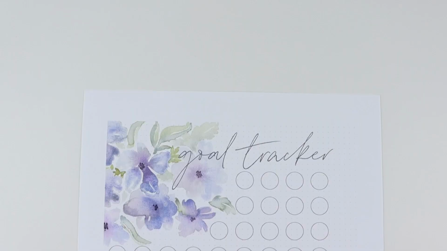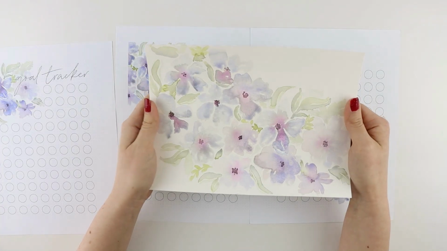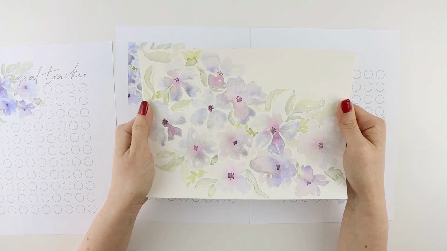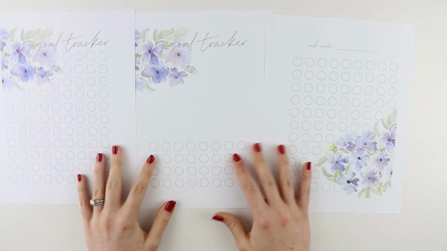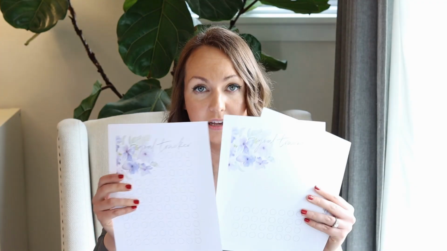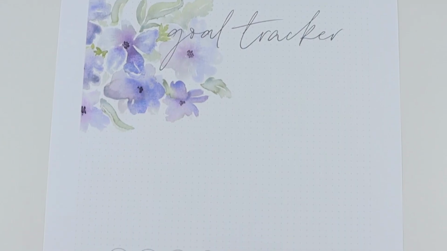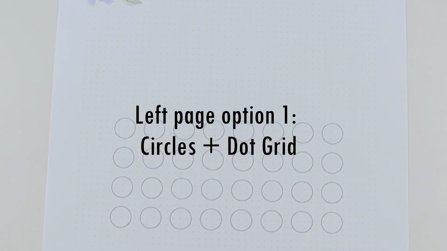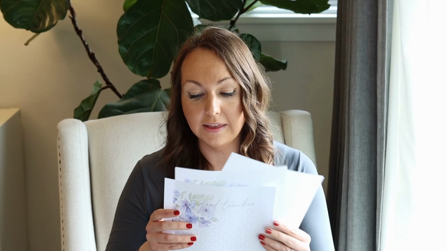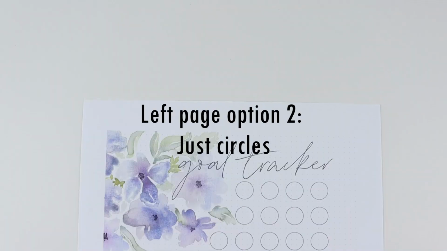Today I am giving away these free printables. These can be used as a goal tracker or just a general tracker. I made this from one of my watercolor paintings and scanned it in. There are two versions of the left page. One has a dot grid at the top. If you want more circles to fill in, then you can use this version.